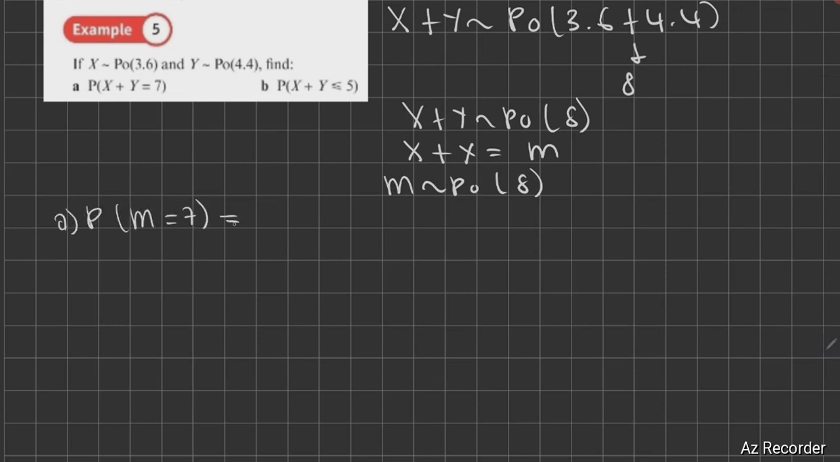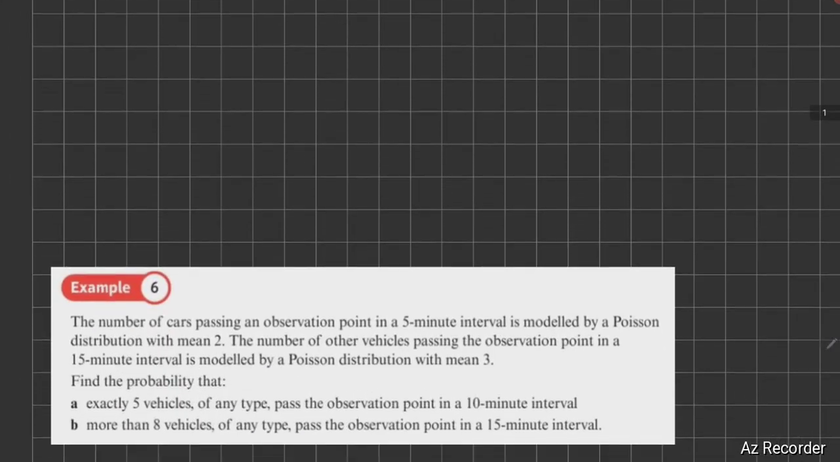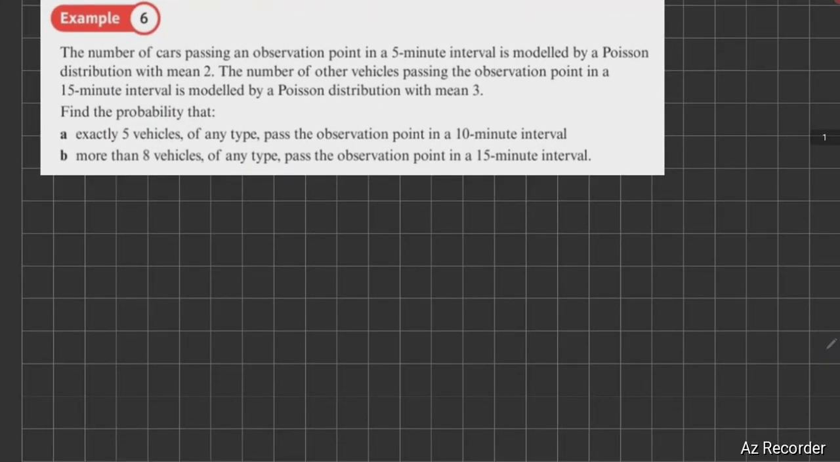We can just plug this into our calculator and we get 0.1396. And for this example here, the probability that X add Y, or M, is less than or equal to 5, if we plug this into our calculator on Poisson CD we get 0.1912.